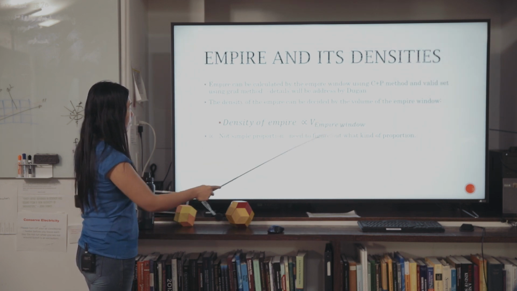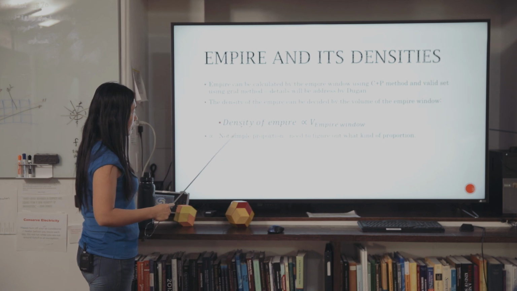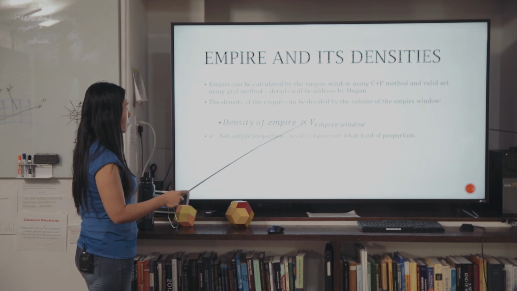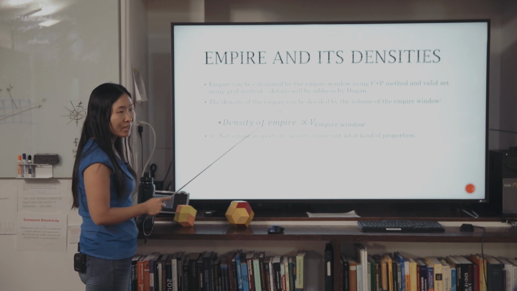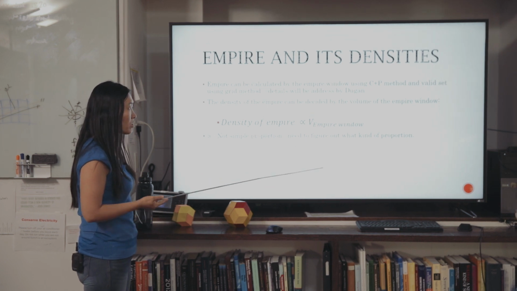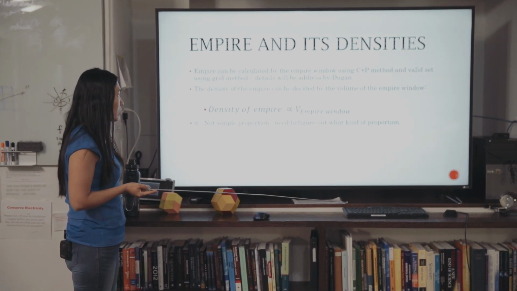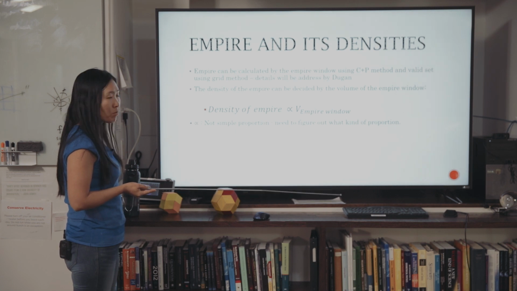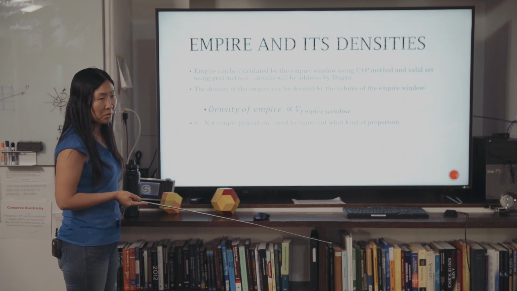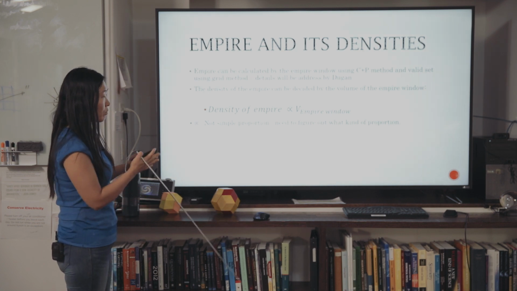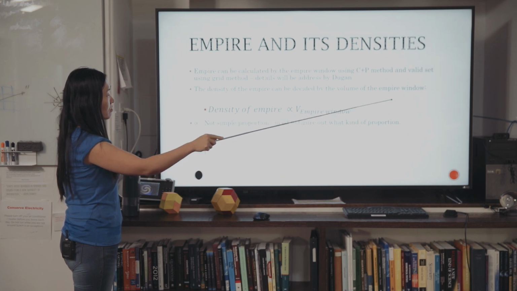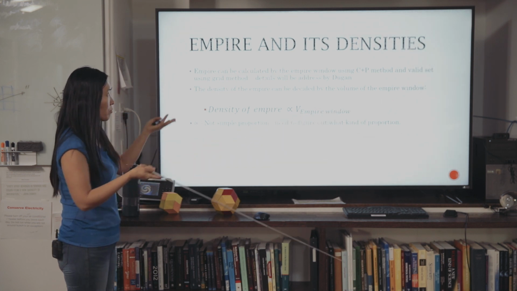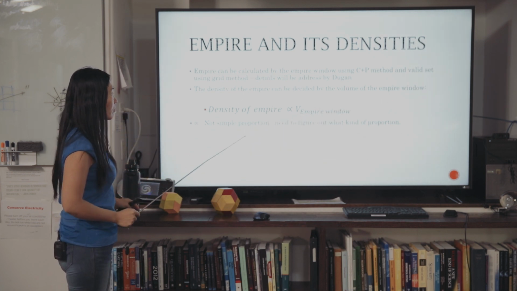So I have this equation, where the density of the empire is proportional to the volume of the empire window, but it's not really a linear thing, because there is this one vertex type, for example, in Penrose, and it has 0 empire, and its volume is not 0. So it could be something like A times V plus or minus something, some equation that we can figure out.